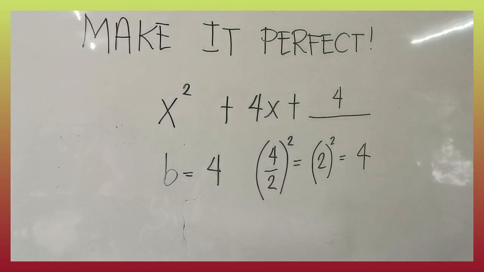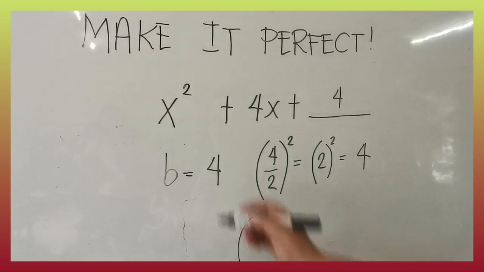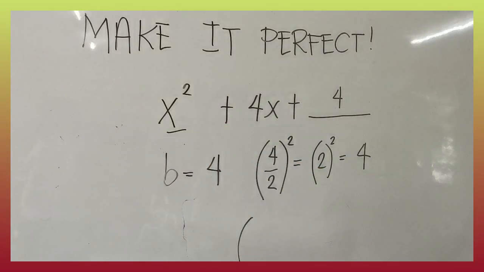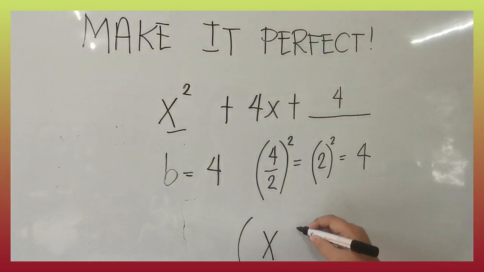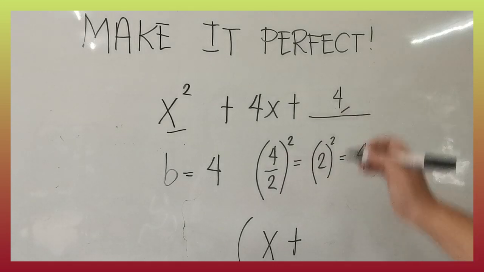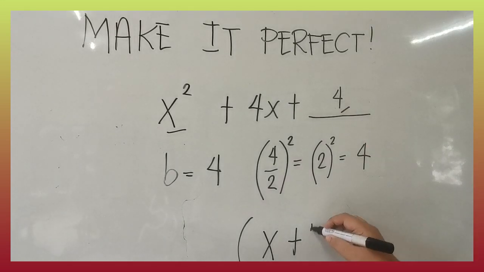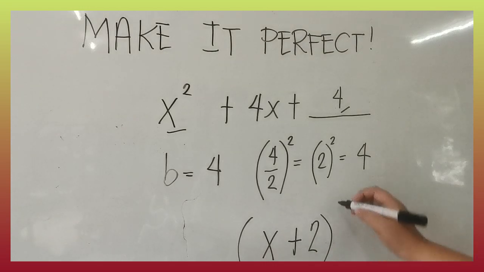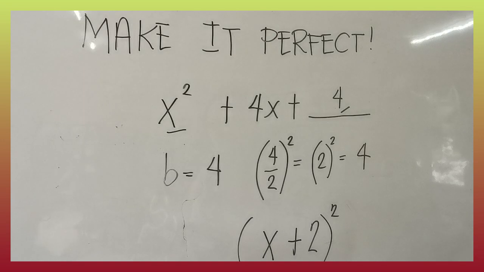After we find the constant, let's find the factor for this equation. We need to extract the square root of the first term. So the square root of x squared is x, plus the square root of the last term, which is 4. The square root of 4 is 2. Then squared. So the factor for x squared plus 4x plus 4 is the quantity x plus 2, squared.